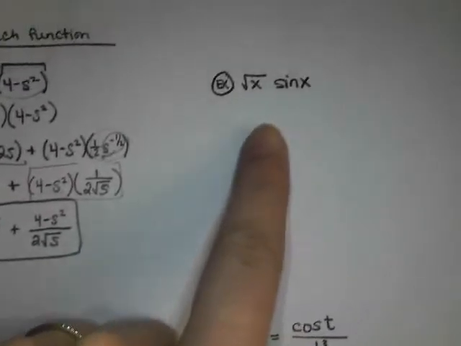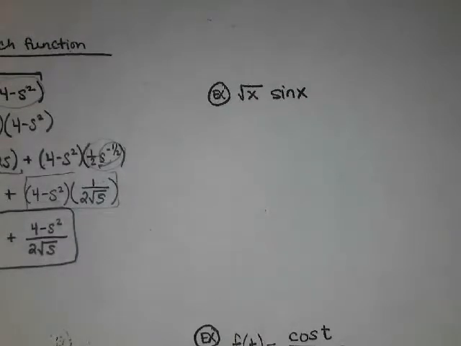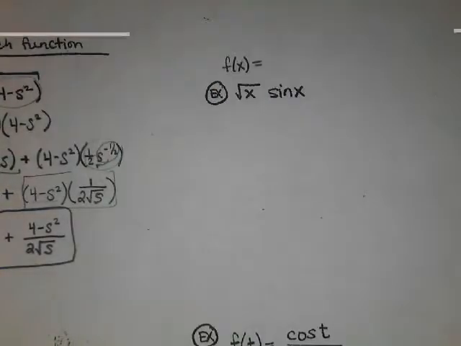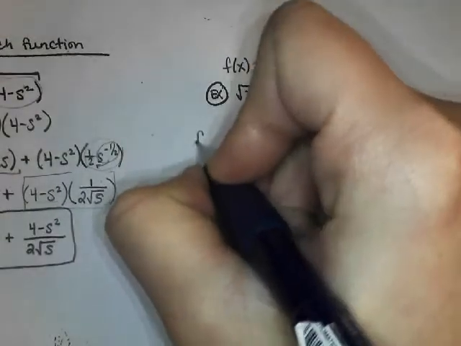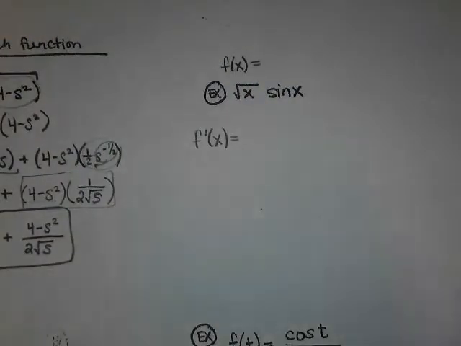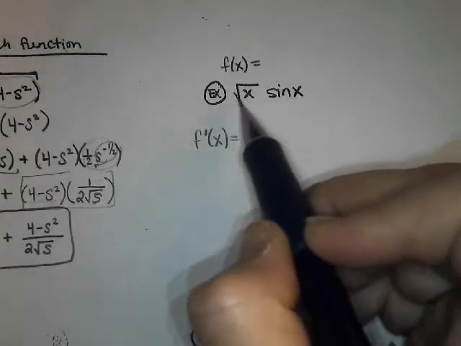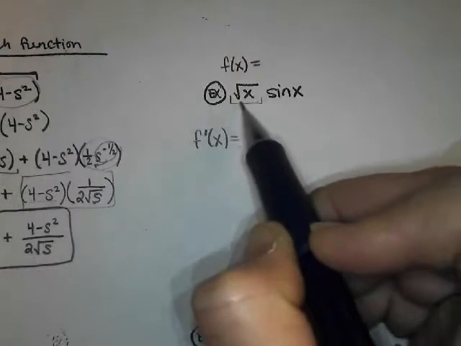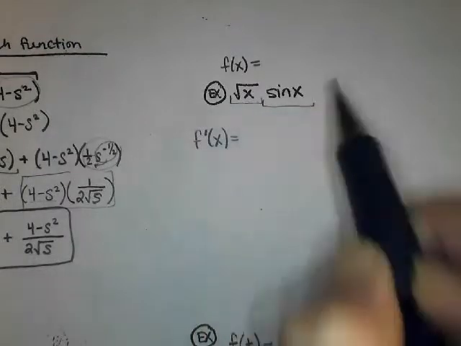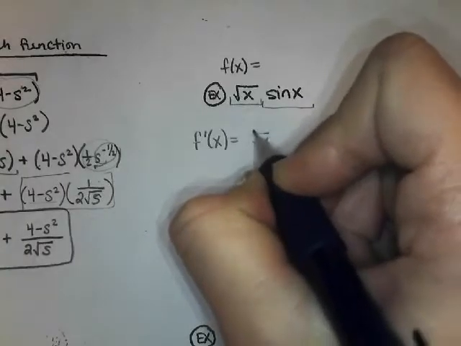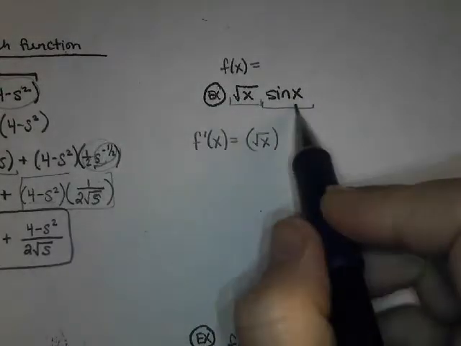Okay, the next one. There's our function. I should have called it something. Let's call it f of x, so that we can properly notate the derivative. So the derivative is going to be, do you see our two functions? The first piece of the product is root x. The second piece of the product is sine x. So when I say the first, I'm talking about root x times the derivative of the second.